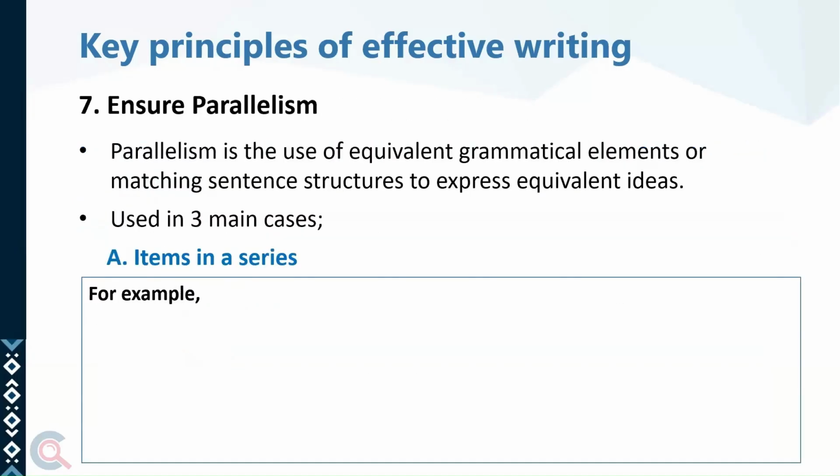The seventh key principle that we are going to look at is parallelism. We have to ensure parallelism. Parallelism is the use of equivalent grammatical elements and matching sentence structures to express equivalent ideas. Parallelism is to ensure continuity and equivalent expression of ideas and structures in your sentences. There are three main cases where this applies.